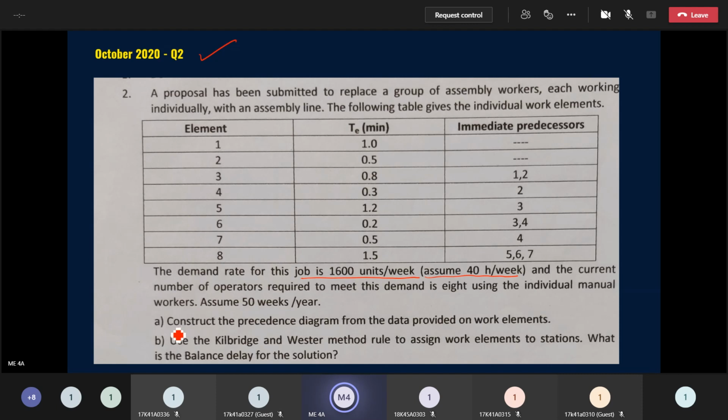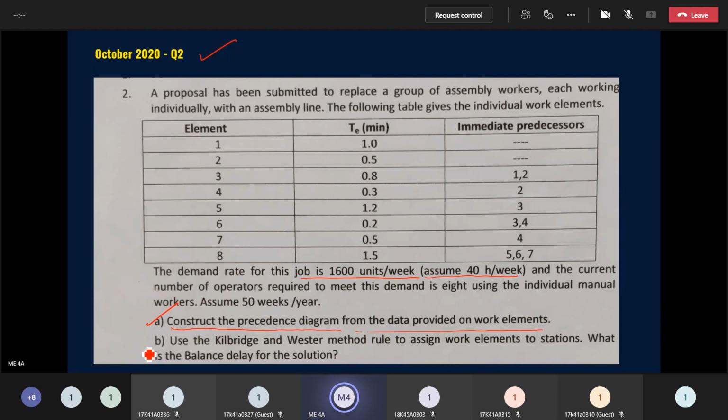First step is to construct the precedence diagram from the data provided. That is what the first question is asking. Suppose this question is for 12 marks, let us say. If you solve the first bit, 4 marks you will get directly, only for the precedence diagram.